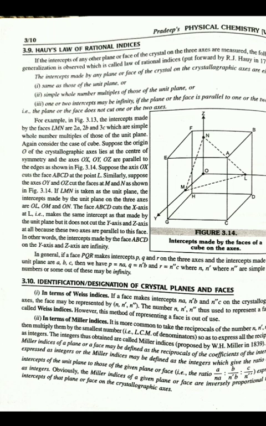Miller in 1839. Thus expressed as integers, the Miller indices may be defined as the integers which give the ratio of the intercepts of the unit plane to those of the given plane or face, that is, the ratio a/na, b/n'b, c/n''c, expressed as integers. Obviously, the Miller indices of a given plane or face are inversely proportional to the intercepts of that plane or face on the crystallographic axis.